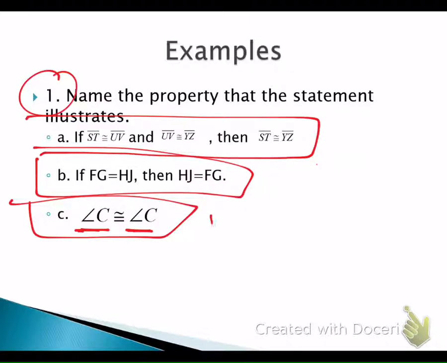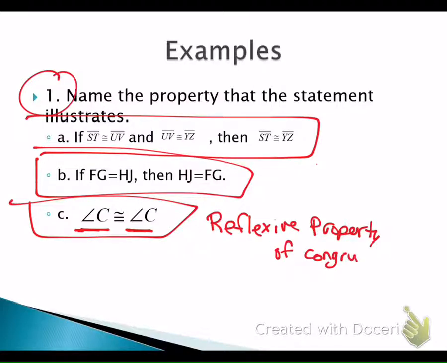Congruent. So this would actually be the reflexive property of congruence. Good. All right. Two more options, two more properties, and then we'll decide if it's congruent or equal.